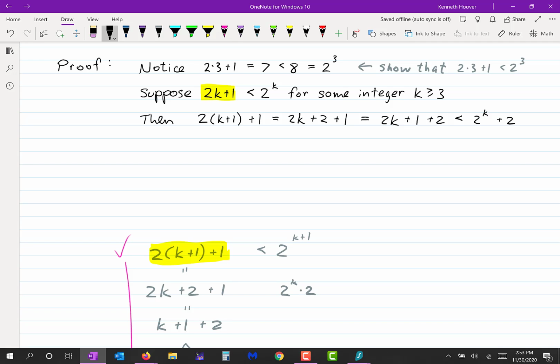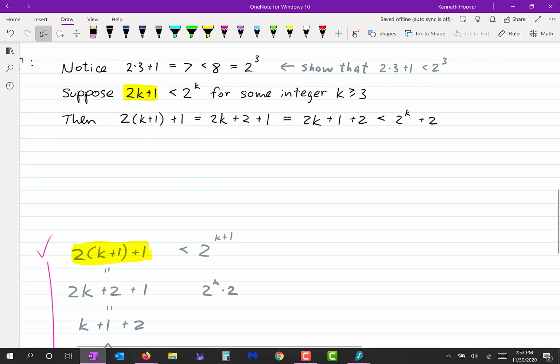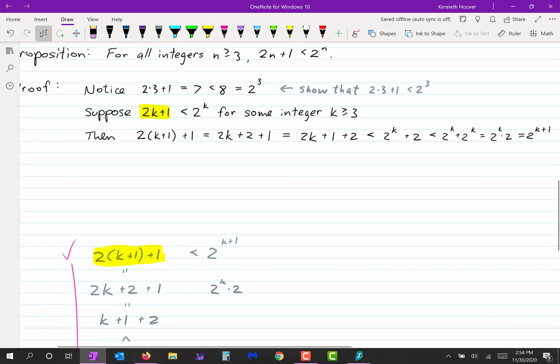I'm running out of room, right? If you want to try to fit it all on one line, you certainly can. Let's see how long that would take. All right, which is less than 2k plus 2k, which equals 2k times 2, which equals 2 to the k plus 1. Okay, so it didn't take too much room. Maybe if I had written smaller, I could fit the whole thing in. And that would be my whole proof.